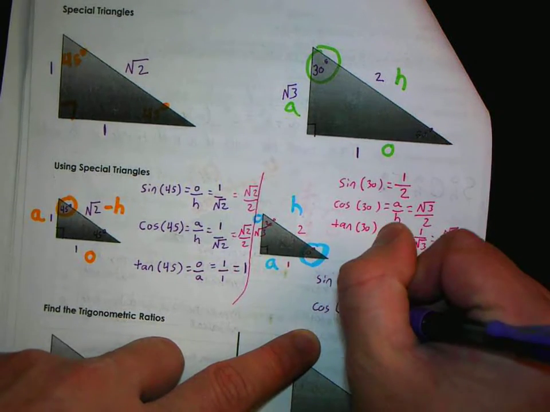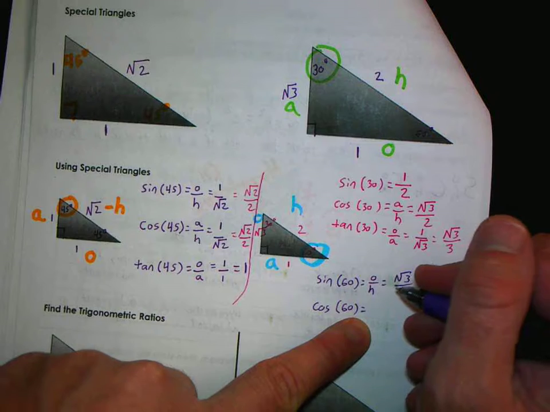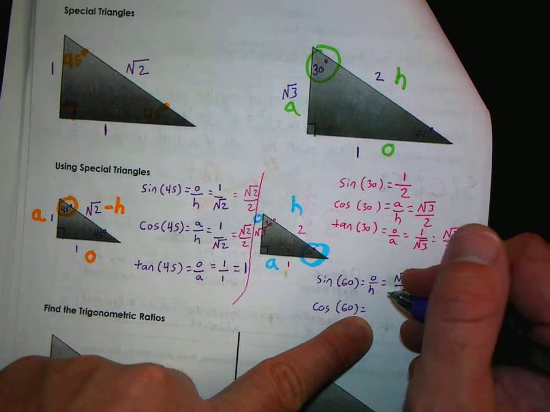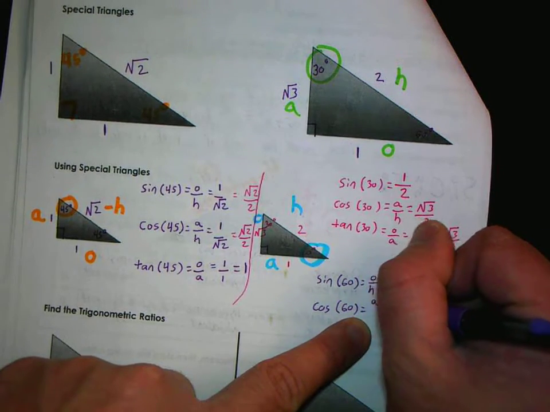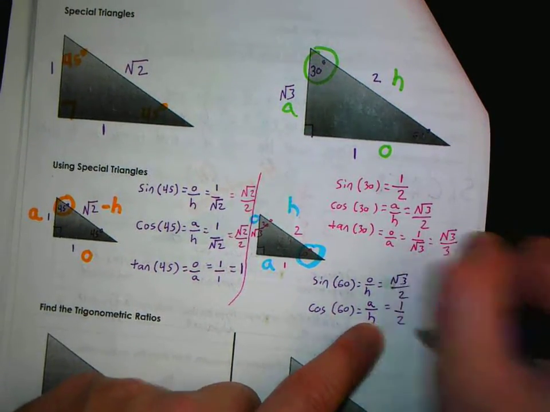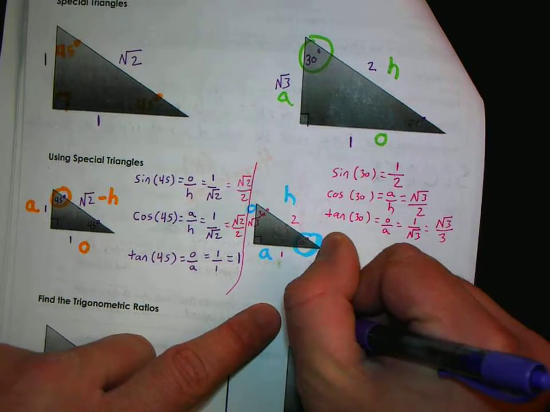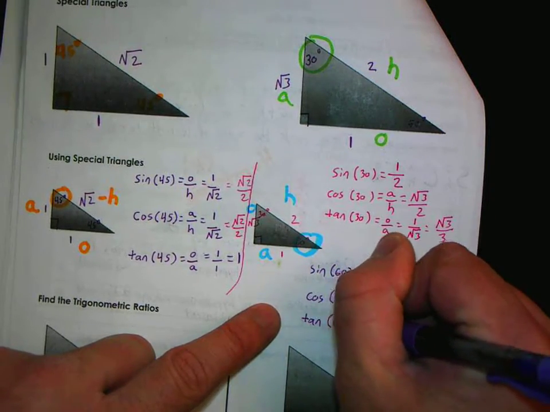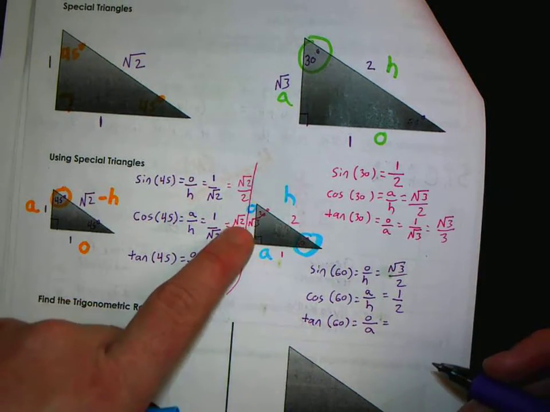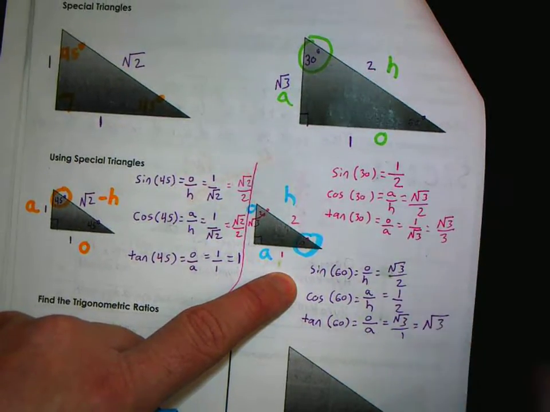Cosine of 60. Cosine, C-O-H. No. So, sorry, I said the wrong thing. C-A-H. And A is 1, H is 2. So if I type cosine of 60 in my calculator, it spits out 0.5. And then tangent of 60 is TOA. And O is square root of 3 over 1, which is just square root of 3.